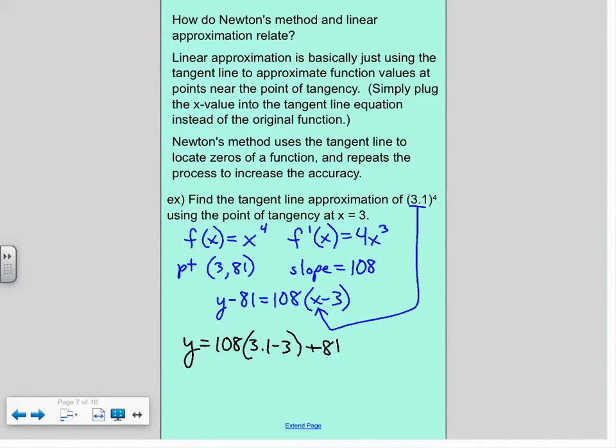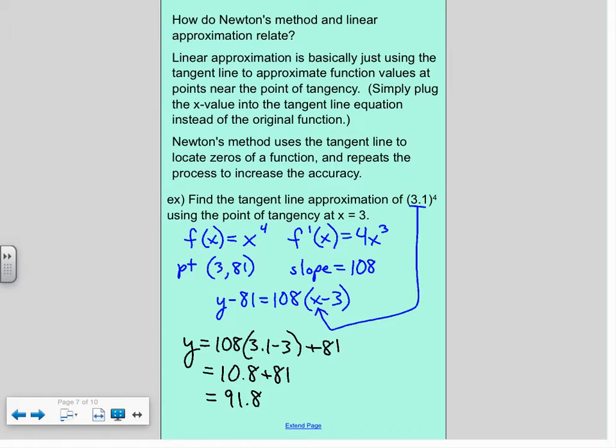Just adding the 81 to the other side. So you end up with, that's a 0.1. So you get y equals 10.8 plus 81. And you end up with an approximate value of 91.8. If you actually do 3.1 to the 4th, you get 92.35.